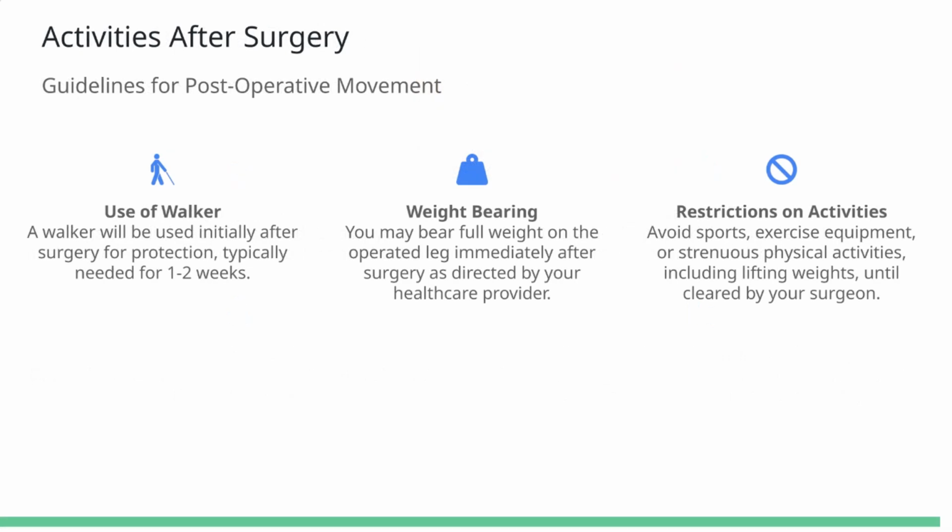After knee replacement surgery, it is important to follow specific guidelines to ensure a safe recovery. Initially, you will use a walker for protection, typically for the first 1 to 2 weeks, depending on your progress. Full weight bearing on the operated leg is usually allowed immediately, but always follow your healthcare provider's instructions. It is crucial to avoid high-impact activities like sports, using exercise equipment, or lifting weights until you receive clearance from your surgeon. These precautions help in protecting the surgical site and promoting a smooth recovery.